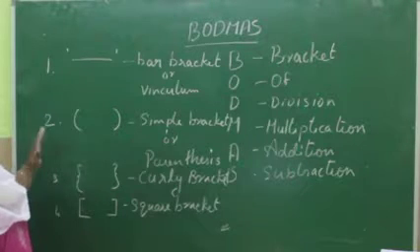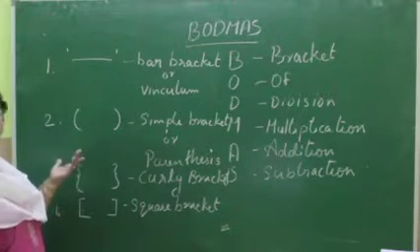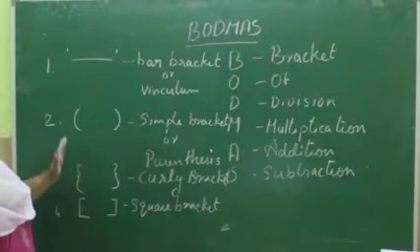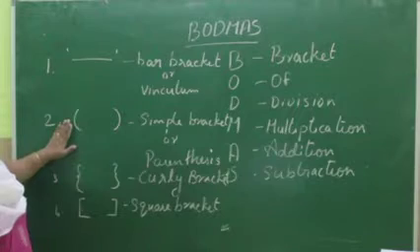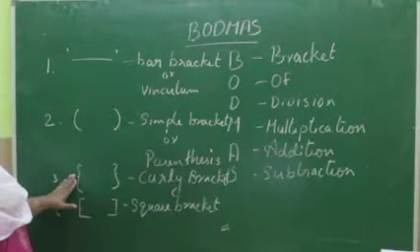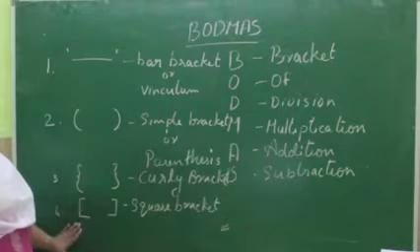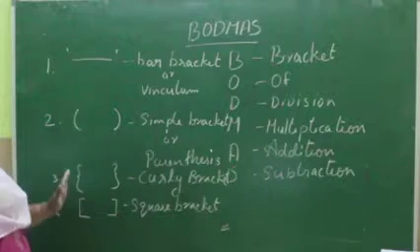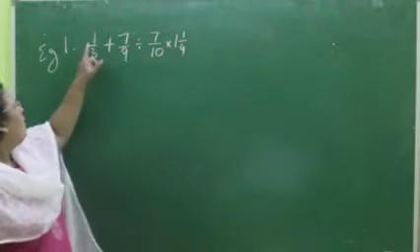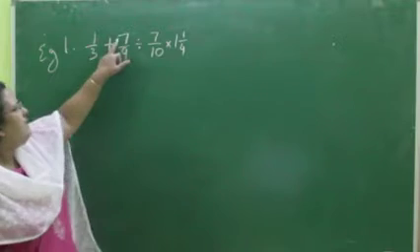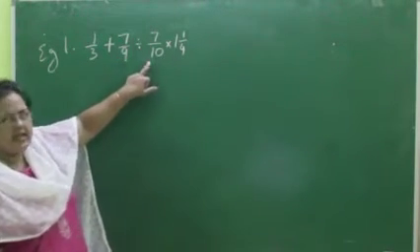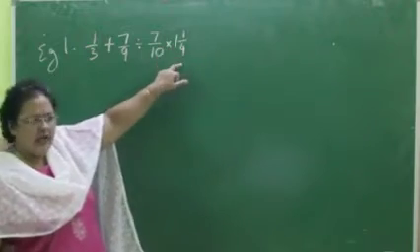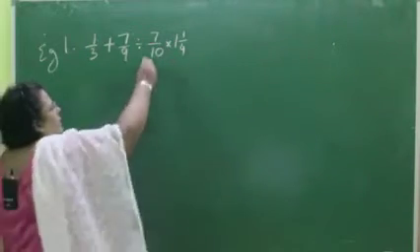Not only in BODMAS, in any of the problems when different brackets are coming, this is the order you have to follow. The first one is the bar bracket, the second one is the simple bracket, the third is the curly bracket, and the fourth is the square bracket. I hope you have written it. The question is 1 by 3 plus 7 by 9 divided by 7 by 10 multiplied by 1 by 4. There is one bracket in between this.